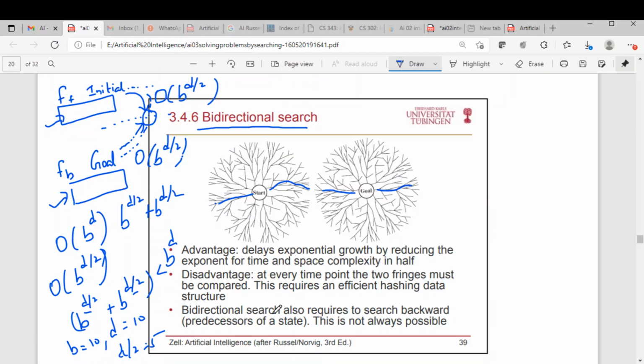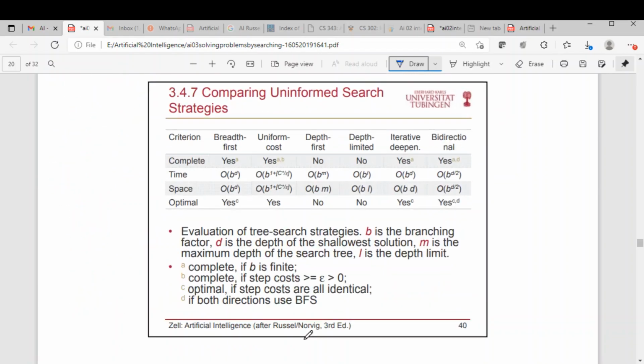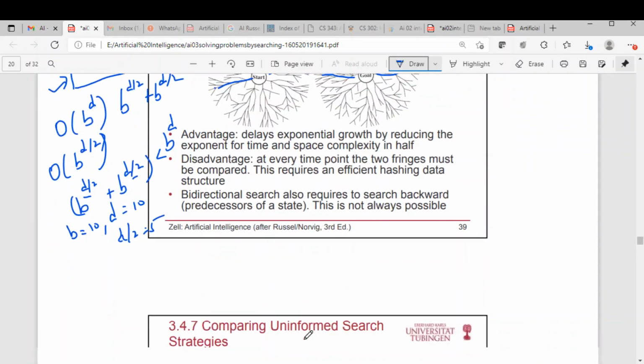So bidirectional search also requires searching backward. This is not always possible. This is another drawback. Okay.